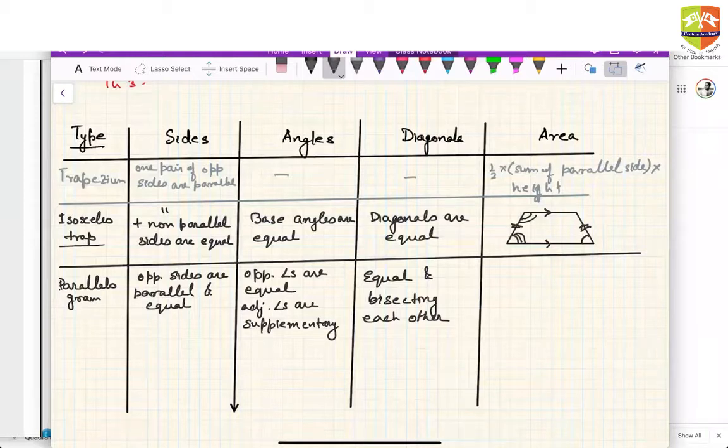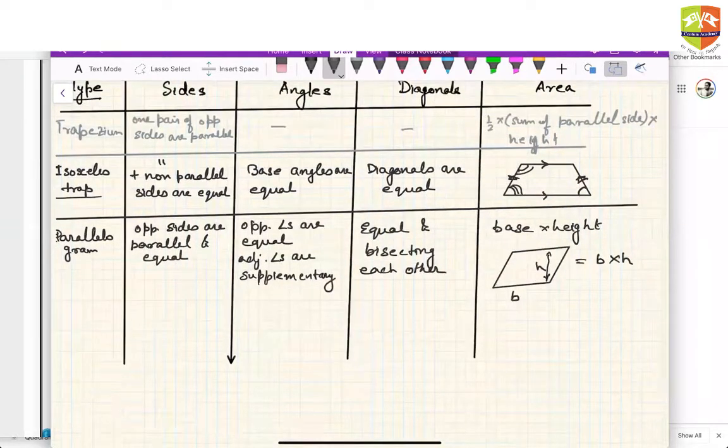Diagonals equal and bisecting each other, area is given by base into height. So what is that base into height thingy? This is parallelogram. This is base and the distance between any two parallel sides is h. So area will be base into h. If you know this base and this height, that's also okay. Let's say this is A and this is P. So area is also equal to A into P, both ways are okay.